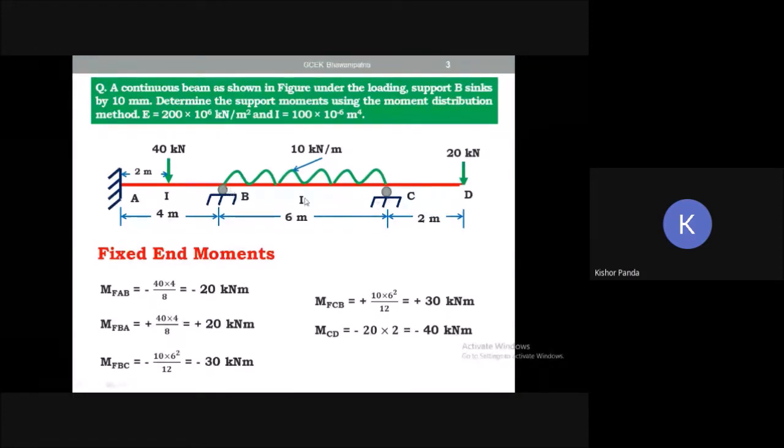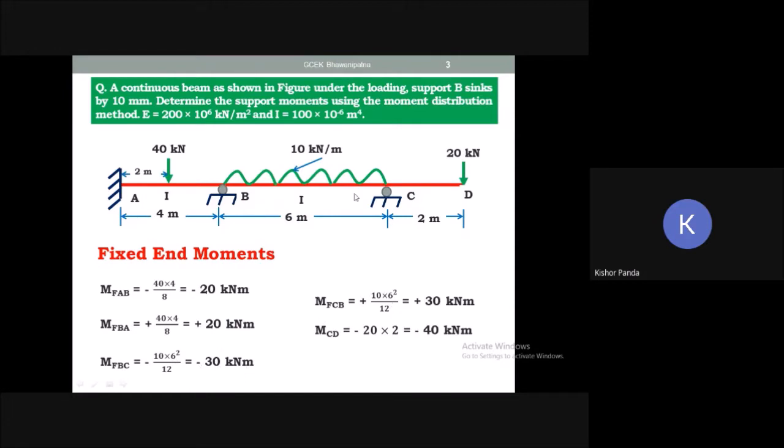Then take span BC and assume the end B and C is fixed. Then you have to find out the fixed end moments MFBC and MFCB. So what is the moment MFBC? Because here having the uniform distributed load, so due to this UDL, MFBC is equal to minus WL square by 12. W is given 10 kilonewton per meter and L is given 6 meters. So MFBC is equal to minus 10 into 6 square by 12. This is equal to minus 30 kilonewton meter.